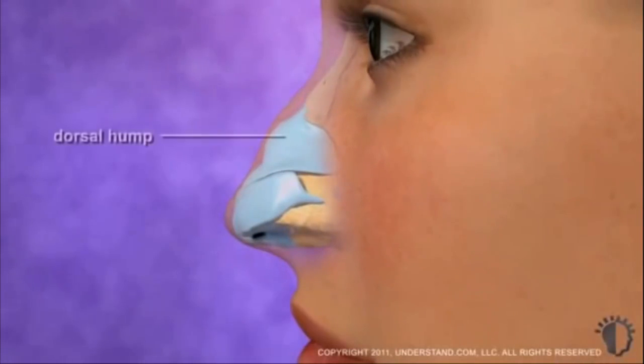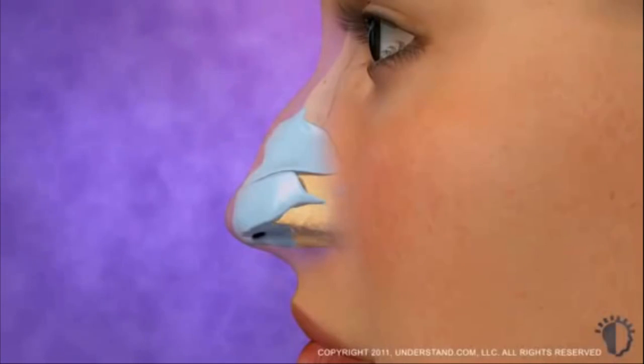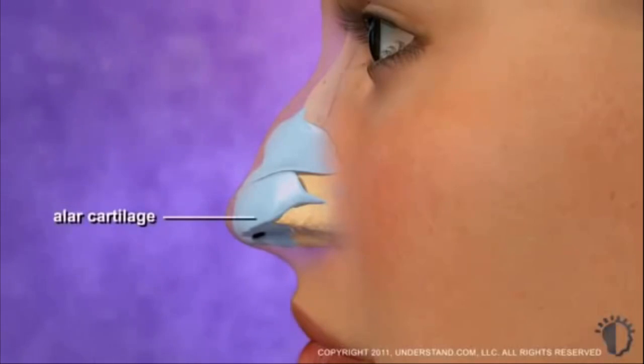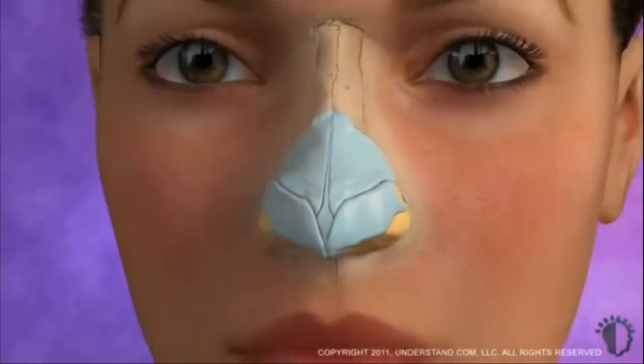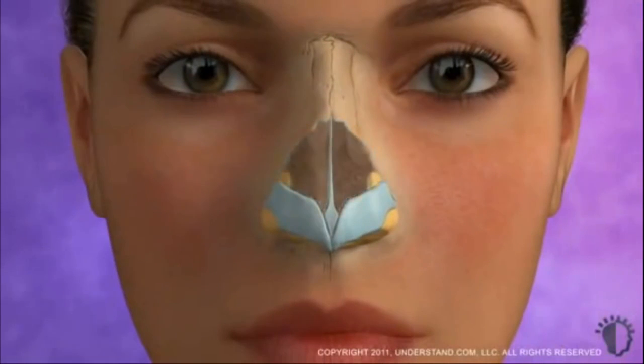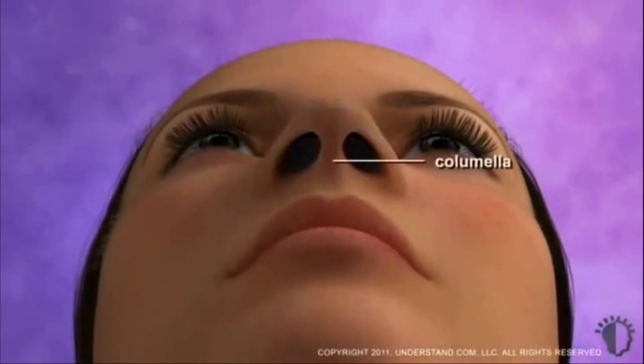A dorsal hump is an area of built-up cartilage or bone that forms along the dorsum, or ridge of the nose. Cartilage in the lower portion of the nose, called alar cartilage, is what determines the shape and appearance of the nasal tip. A thin layer of cartilage, called the septum, separates the nose in the center. The columella is the tissue that lies between the nostrils at the base of the nose.